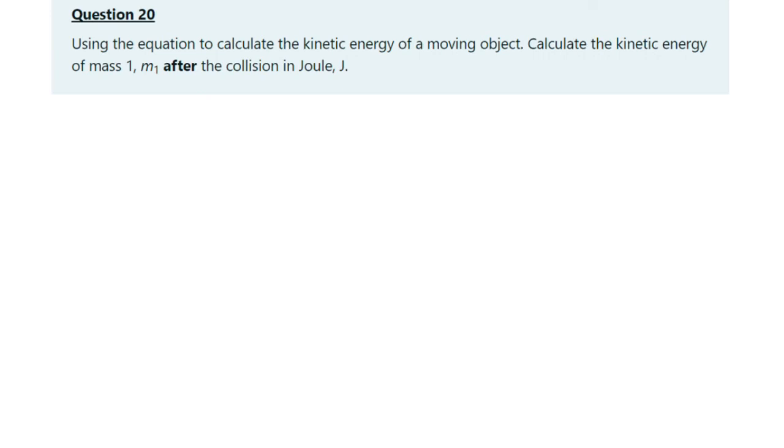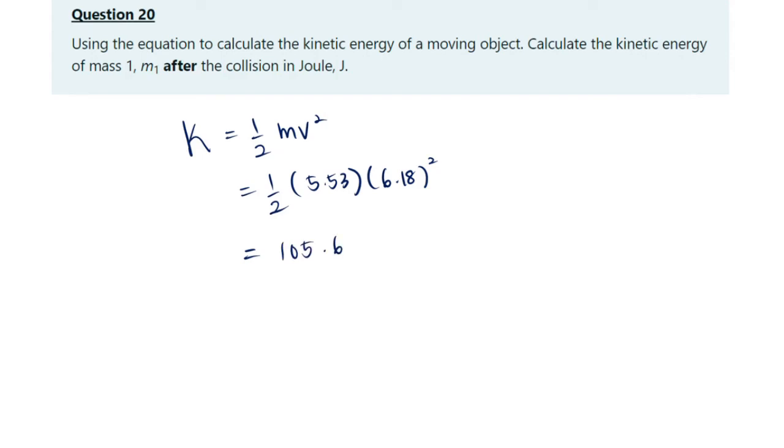Okay, so to do that, I'm going to be using this formula. K is going to be equal to 1 over 2 mv squared. So it is going to be 1 over 2 multiplied with mass 1, which is going to be 5.53, and then multiply with v squared, which is going to be here the final velocity, 6.18 squared. So the answer is going to be 105.6 joule. So this is going to be the kinetic energy of only mass 1 after the collision.